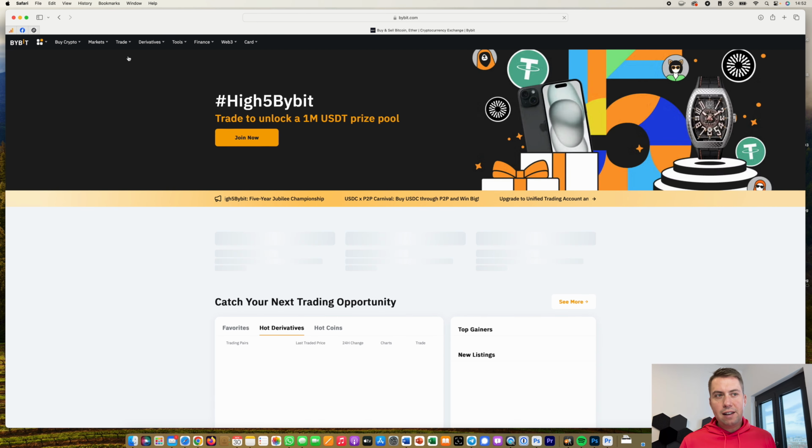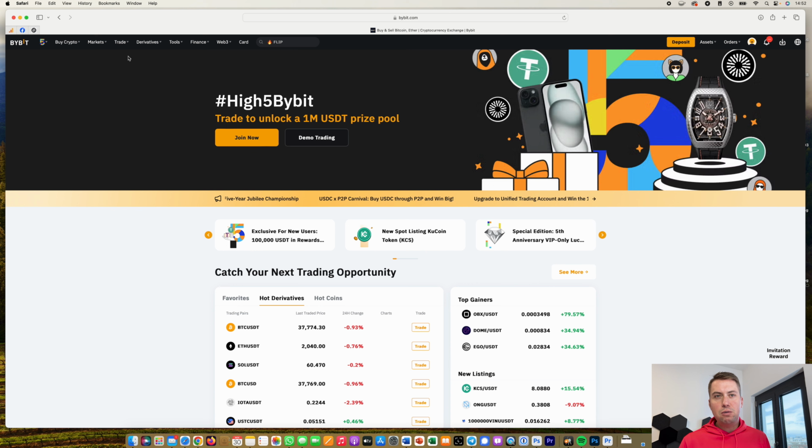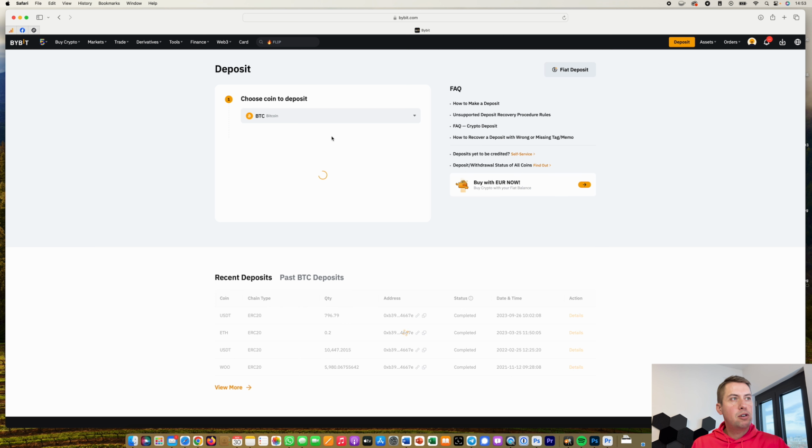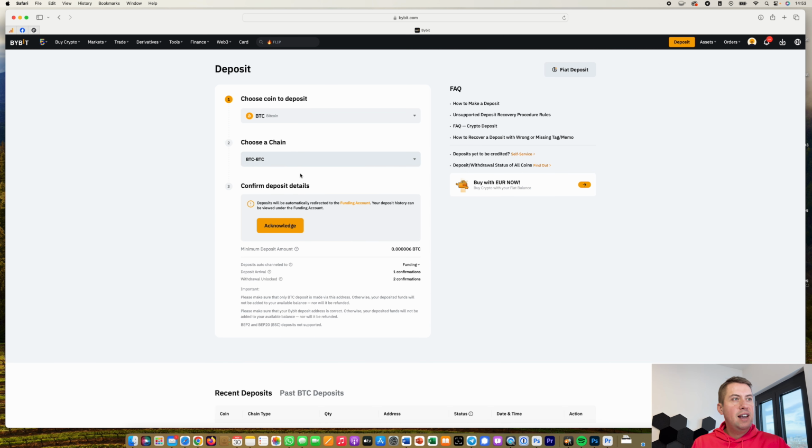So once you have done that, the next thing we need to do in order to trade on Bybit is we need to deposit some money there. And the easiest way to do it is we just click here on deposit, and then we can easily deposit cryptocurrencies. So you just select the cryptocurrency like Bitcoin, and then it basically shows you a BTC address where you can send the money to. And deposits in cryptocurrencies are free.